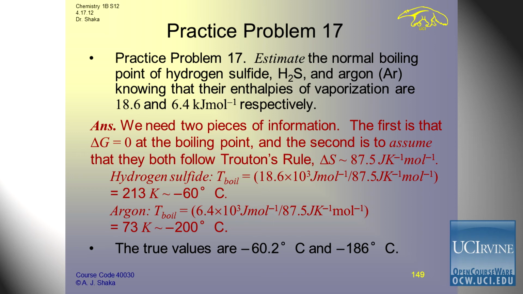Okay. Oh, one more point. As you notice, they gave us the true values down here. You see that they're kind of different. They're very close, but they're not exactly the same. That's why it's an approximation. They can't all exactly have 87.5.